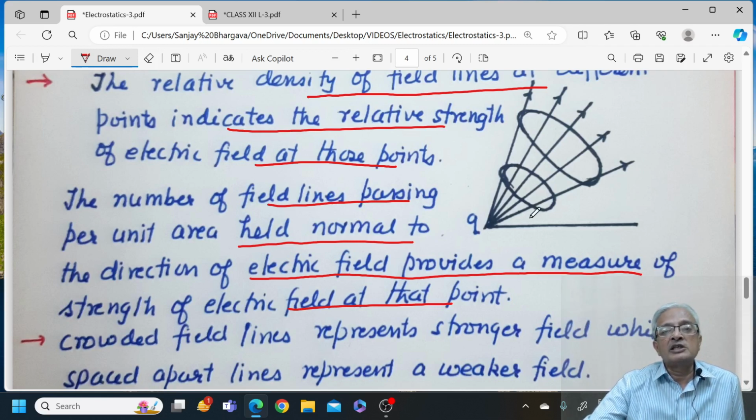Like this area is small and it is containing 1, 2, 3, 4 and 5 lines. This area is large and it also contains 5. So what is the number of field lines? 5 per unit area, the larger area. So strength of electric field is weaker here and strength of electric field is large here.